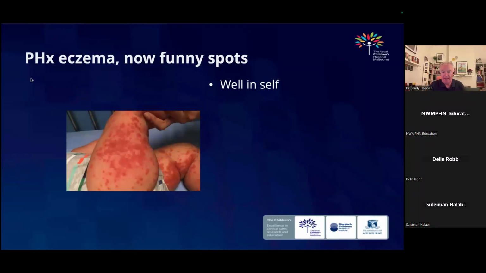This is a patient who has eczema and now has funny spots. They're well in themselves. And the spots are really prominent on the thighs. There's a few blisters, and on the thighs, on the buttocks, on the forearms. Had a fever a few days ago. Any idea what this might be?